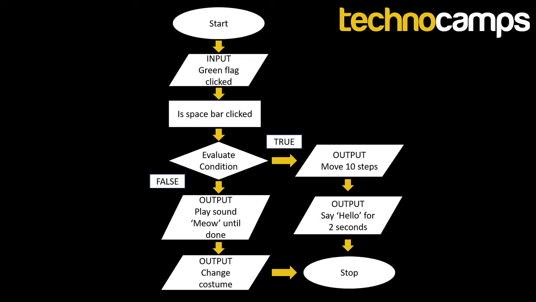So this condition is either evaluated as being true, which means that step 4 could be option 1, where we output a move 10 steps action followed by a say hello for 2 seconds. Or this condition here could be evaluated as false, in which case we follow a different option of steps, which is to play the sound meow until done and change costume.